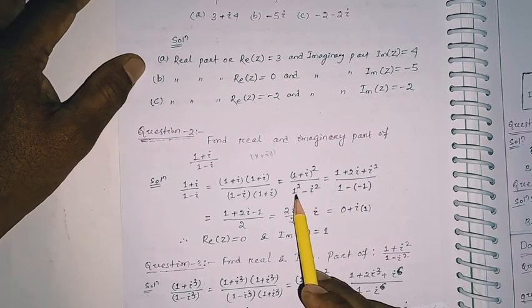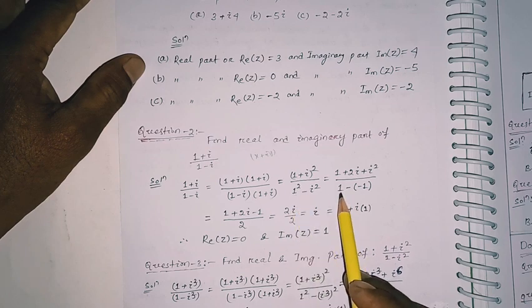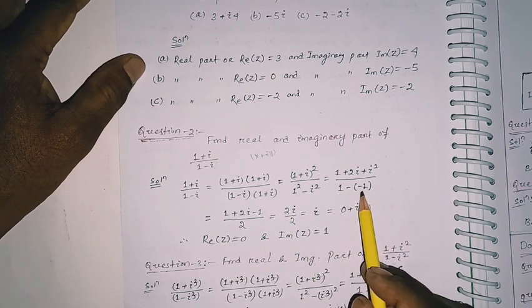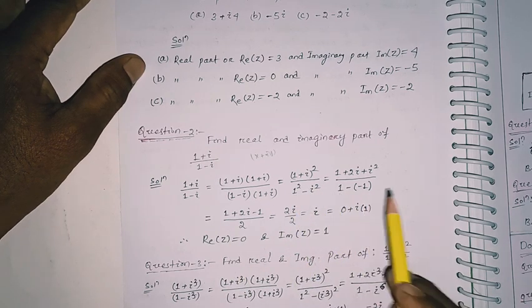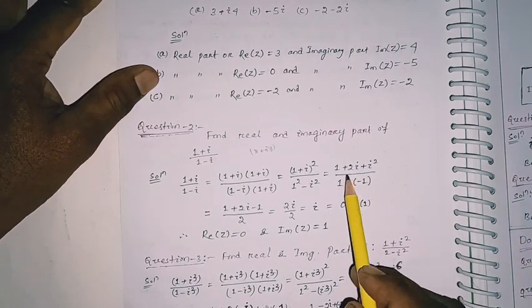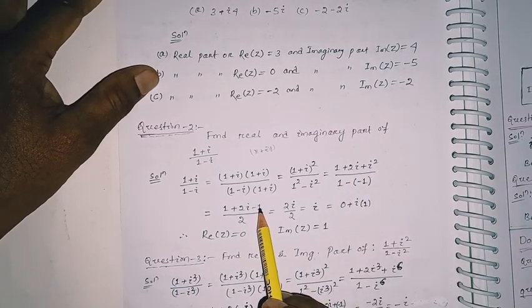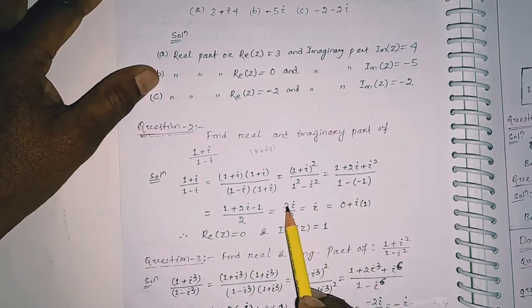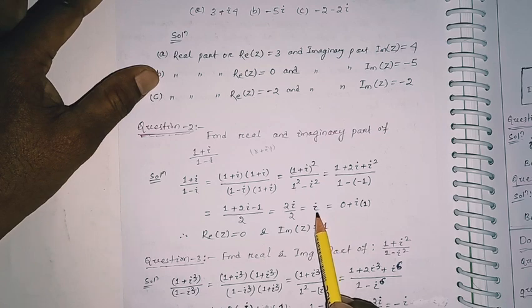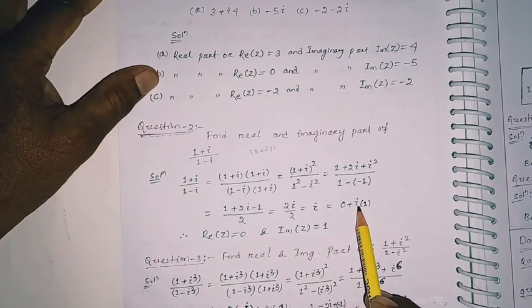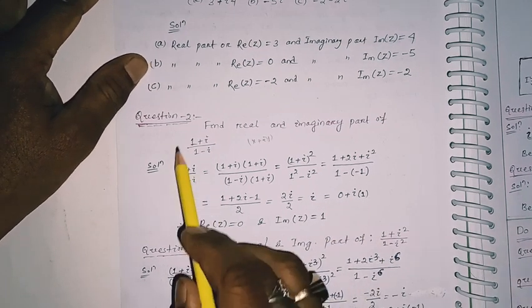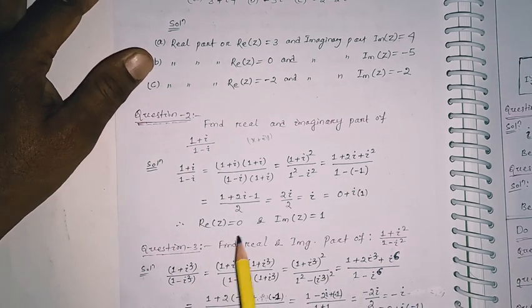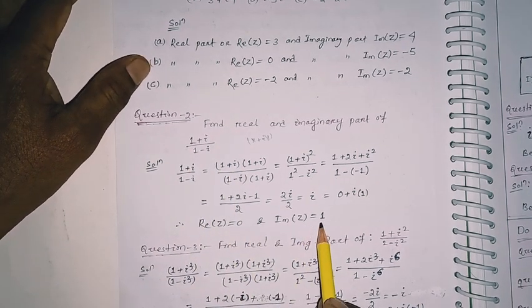And in the denominator, 1 square is 1, and i square is nothing but minus 1. So here i square will be minus 1, plus 1 gets cancelled, and this value is 2. So we find 2i by 2, the 2 gets cancelled, leaving i. So this can be written as 0 plus i into 1. So for this question, the real part will be 0 and the imaginary part will be 1.